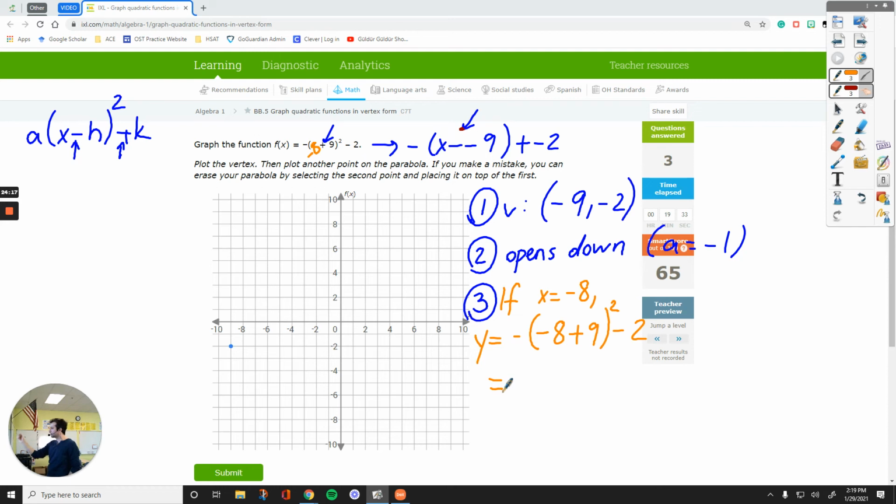This one is going to be negative 1 minus 2, which is negative 3. I don't want to take too much time. So basically, if we plug in negative 8, the answer for y is going to be negative 3. That point should be on the graph. Negative 8.